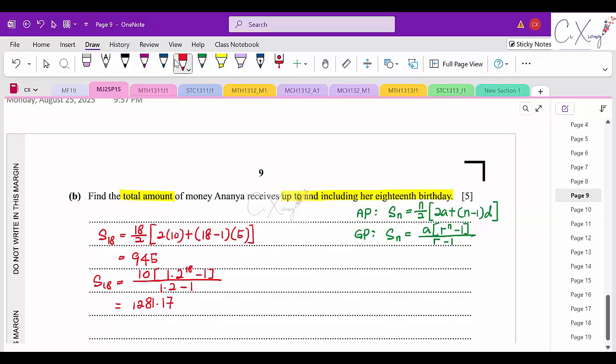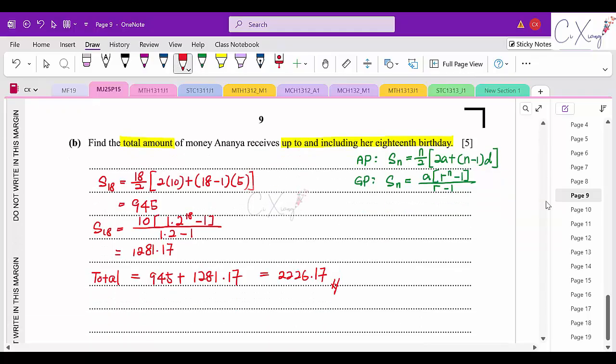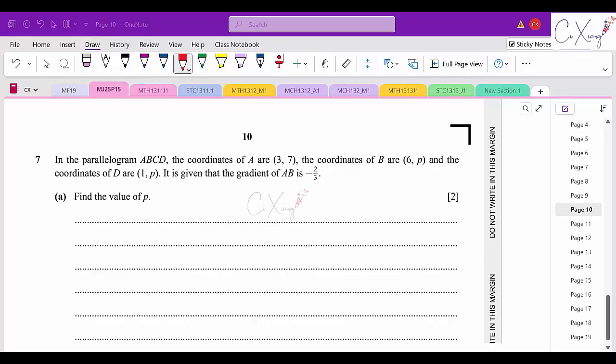Then what's the total amount that they get? The total amount will be 945 plus 1281.17, which gives $2226.17. So this is my answer. I will keep my answer to two decimal places because it is in the context of money. But of course, if you want, you can also correct it to three significant figures. For me, I will just keep it to two decimal places. So this is how we solve this question.